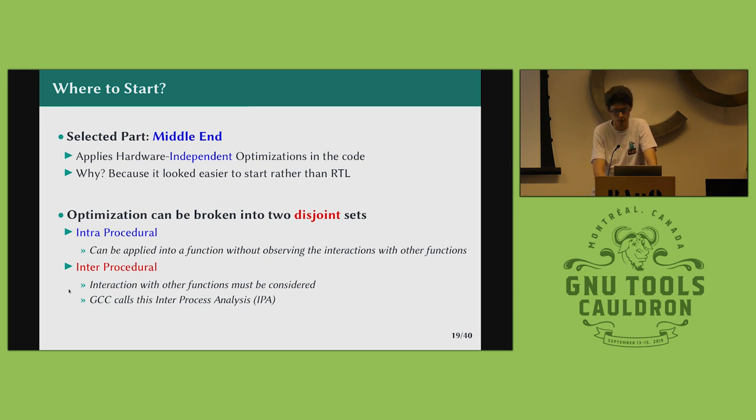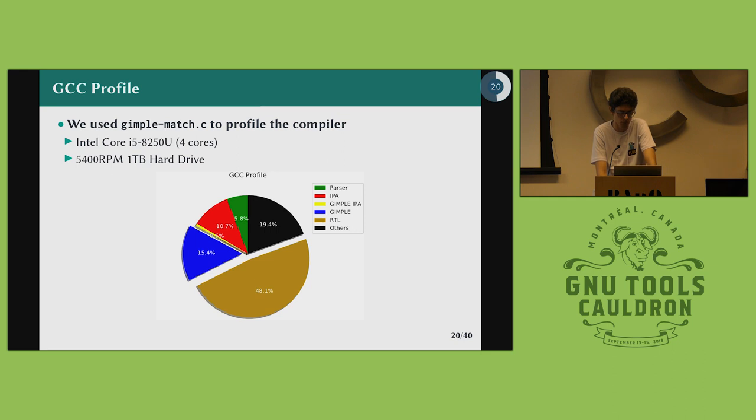This one is really harder, because interaction must be considered. GCC calls this the interprocedural analysis. So we profiled the compiler on this machine, which is not the machine I used before in the other tests. We found that GIMPLE, the blue part, and RTL, the gold part, are interprocedural, and the RTL part is what takes the most compilation time.